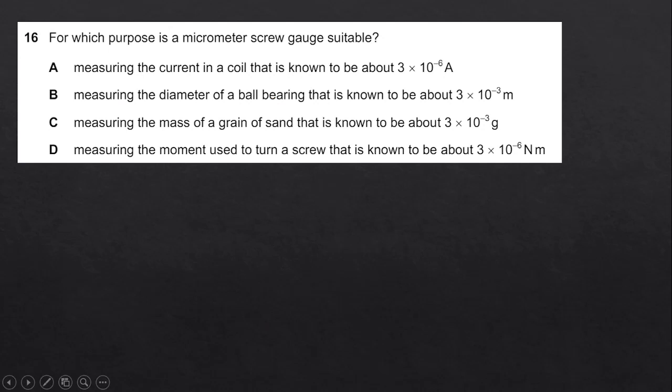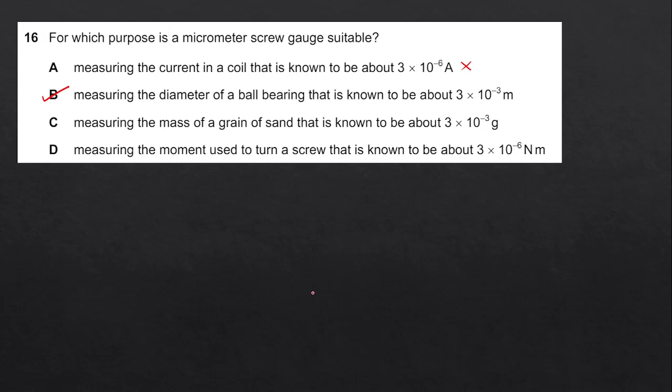Let's take a look at question number 16. For which purpose is a micrometer screw gauge suitable? First option is measuring the current in a coil that is known to be about 3 into 10 power minus 6 ampere. So to measure current, we'll use ammeter. So option A is incorrect. Let's look at option B. Measuring the diameter of a ball bearing that is known to be about 3 into 10 power minus 3 meter. So this is the correct option. We can measure the diameter or thickness of a ball bearing.